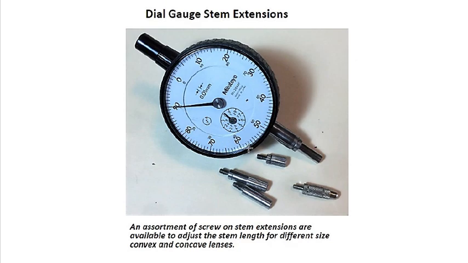So here are your dial gauge and your stem extensions, because you need to play with that, depending on the size of your lenses, concave or convex, because they're different and you will be given different lenses to measure. So you have to deal with the different extensions of your dial gauges. Of course, you have different screws on the stem extensions, because you can use them to adjust the stem length for different sizes of your convex and concave lens.